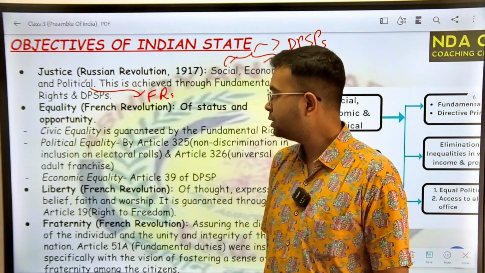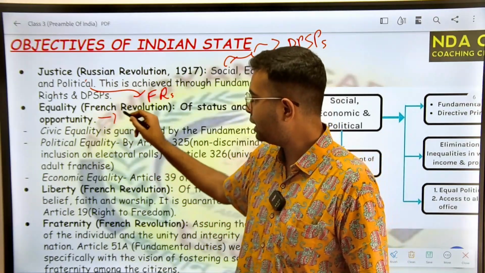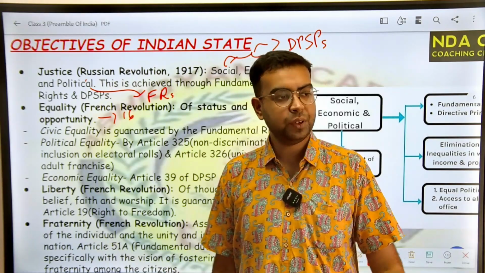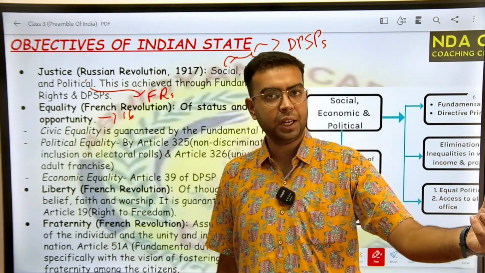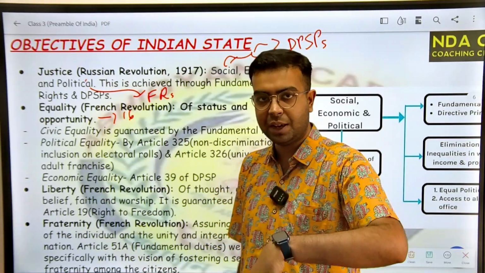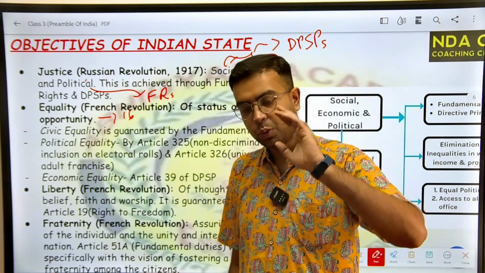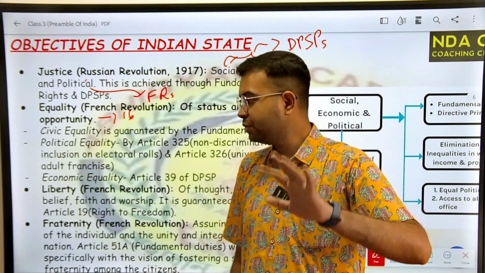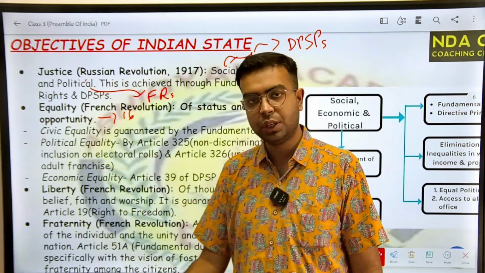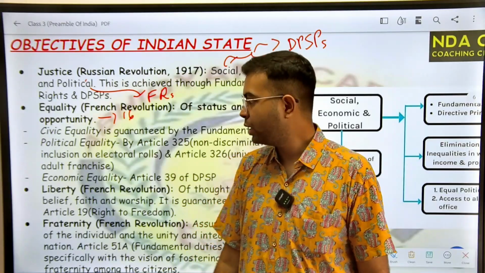Equal opportunity is mentioned in Article 16, which we will do later on. Equal opportunity basically means, say there are two people standing in front of me who want to write an exam. No matter what religion, race, or caste they are part of, they should be given equal opportunity to participate or compete for the exam or job, whatever.